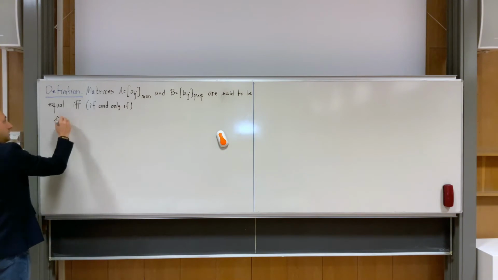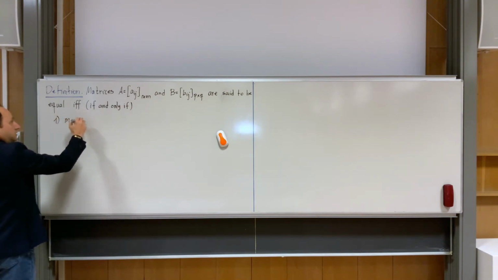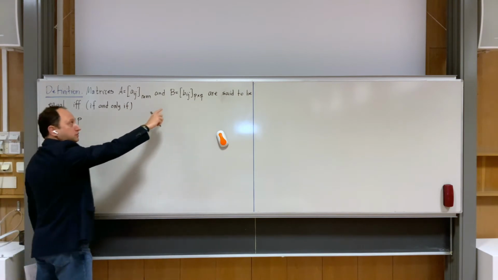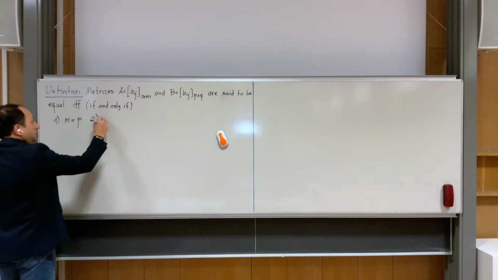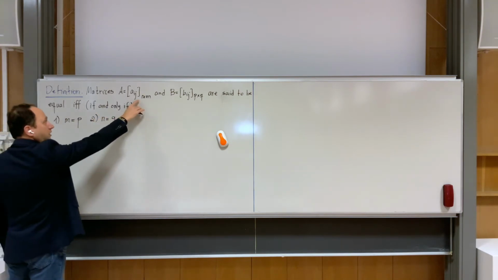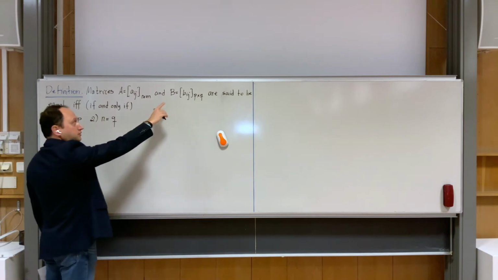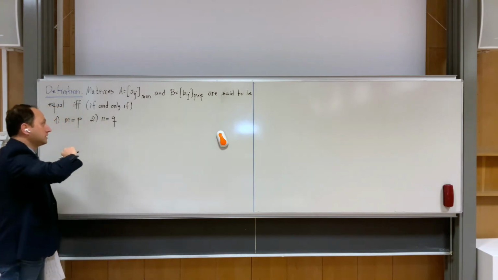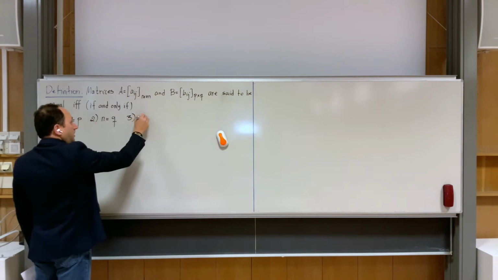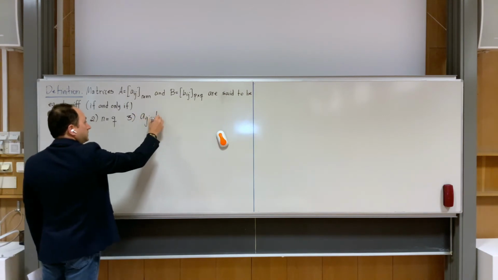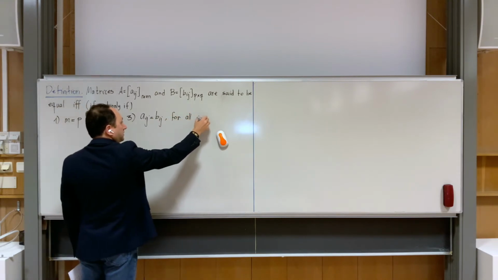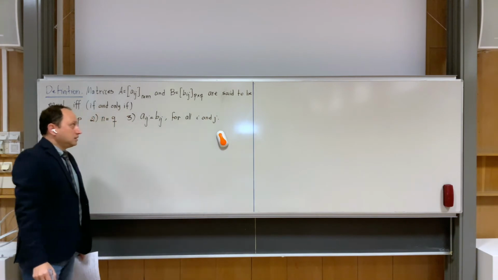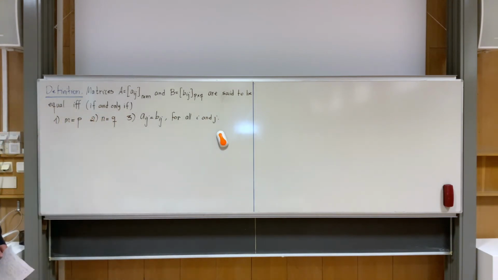Number 1, m is equal to p. The number of rows in the first matrix is equal to the number of rows in the second matrix. And then number 2, n is equal to q. The number of columns in the first matrix is equal to the number of columns in the second matrix. And finally, Aij is equal to Bij for all i and j. Okay, so this is the formal definition of equality between two matrices.